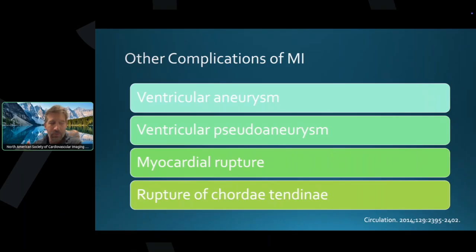Myocardial rupture, not very common. I've seen a few. Typically it ruptures into the pericardium. These patients are going to go into acute cardiac tamponade. And rupture of the chordae tendineae leads to a flail mitral valve in acute MI. Also not very common, at least from an imaging standpoint, for what we will see.